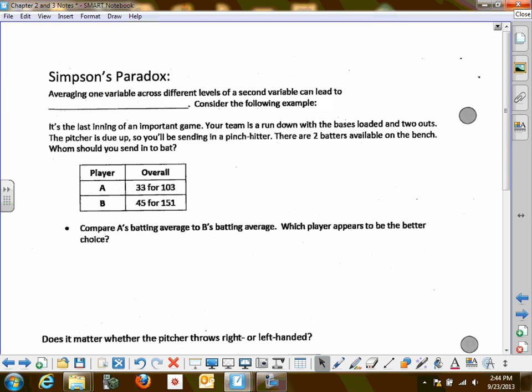Simpson's paradox is something that happens when you incorrectly add across two variables. Simpson's paradox does not always happen, but sometimes it happens. And so I want to show you some examples of when Simpson's paradox happens.